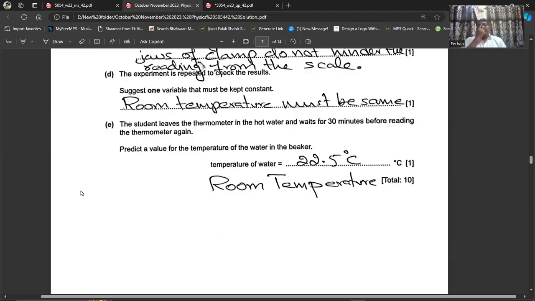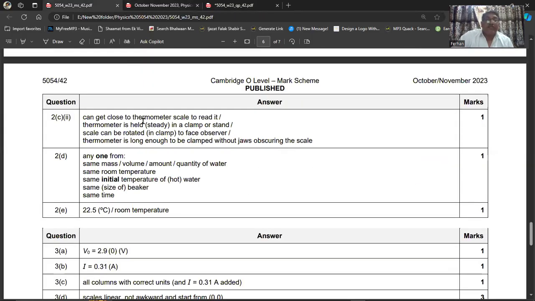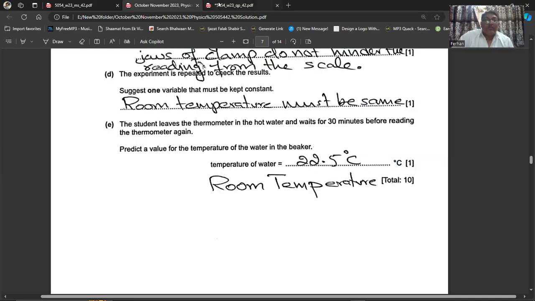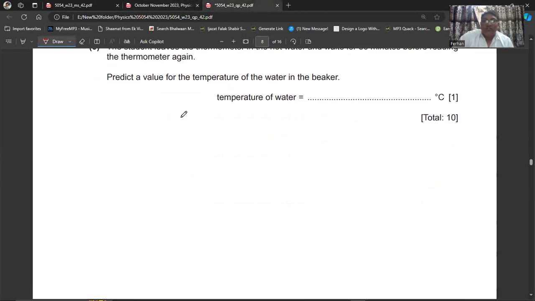The student leaves the thermometer in the hot water and waits for 30 minutes. Now he's saying 30 minutes. Before reading the thermometer again, predict a value for the temperature of the hot water in the beaker. We hope that in 30 minutes, the water will cool down to the room temperature. So probably the temperature will be 22.5 degrees centigrade. Remember, I encircled that temperature, which was room temperature, 22.5 degrees centigrade. This is our suggestion. So the water will cool down to the room temperature.